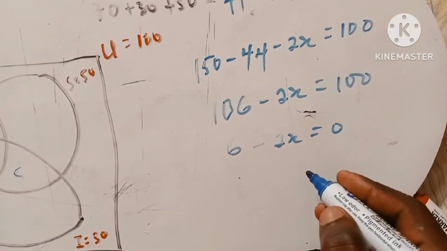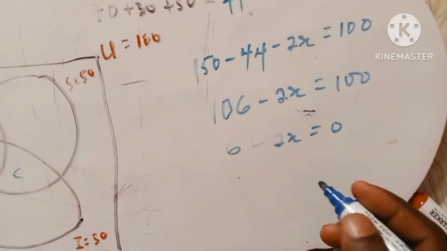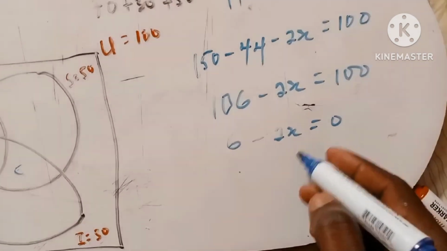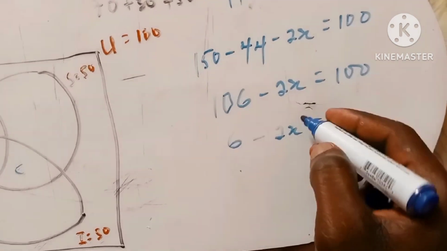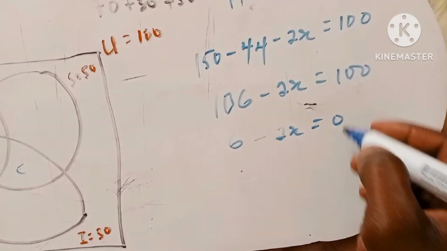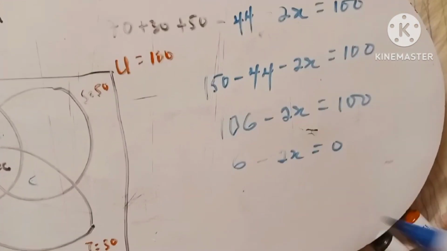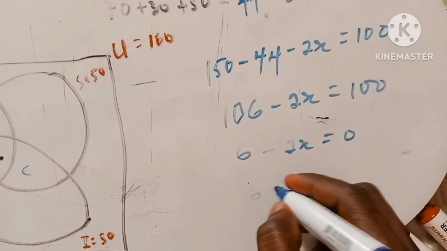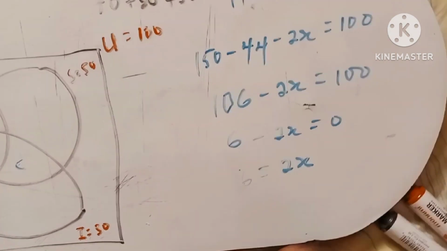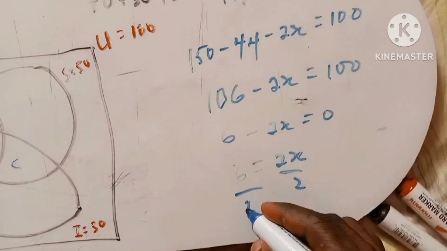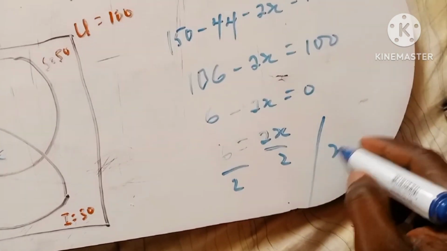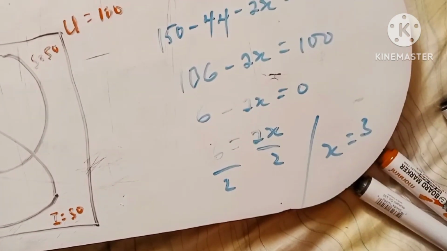Remember, we are looking for the x here, so taking this to the other side of the equation, or maybe adding 2x to both sides of the equation. Whichever way you want to solve this problem is totally accepted, right? So you have 6 here, that is equal to 2x. So we divide both sides by 2, and we have our x equal to 3, right?